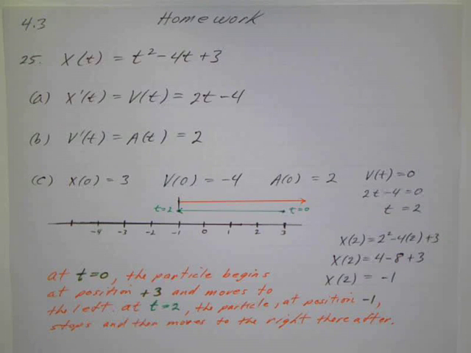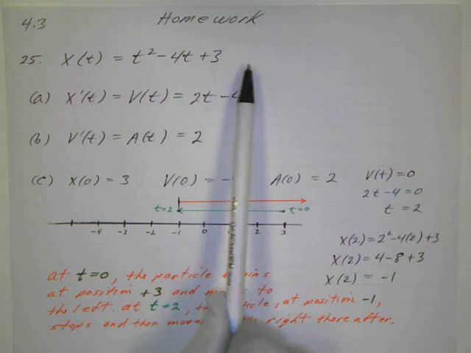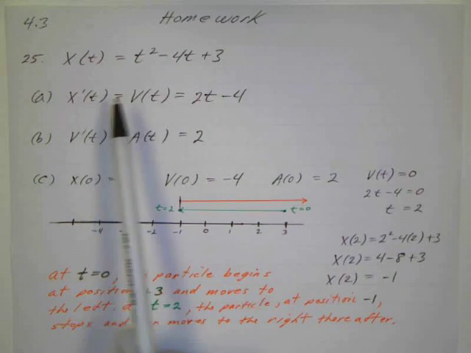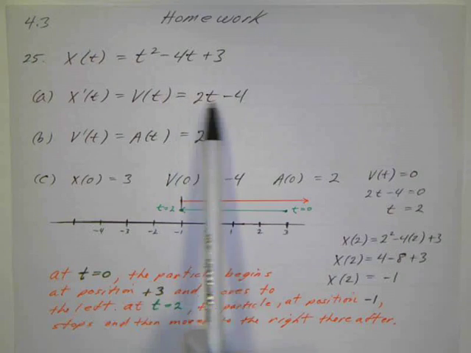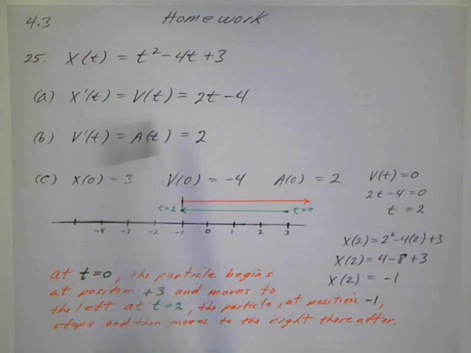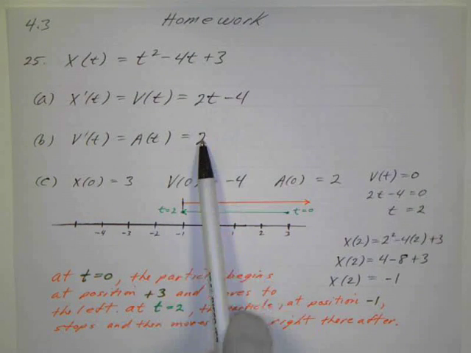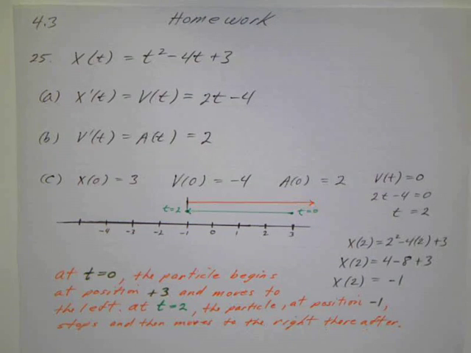So the particle is given by this function as a function of time. If I take the derivative of the position function, it will give me the velocity. So that's just going to be 2t minus 4. So that's the a part. And the derivative of the velocity, the acceleration, is just going to be 2. So there you go.